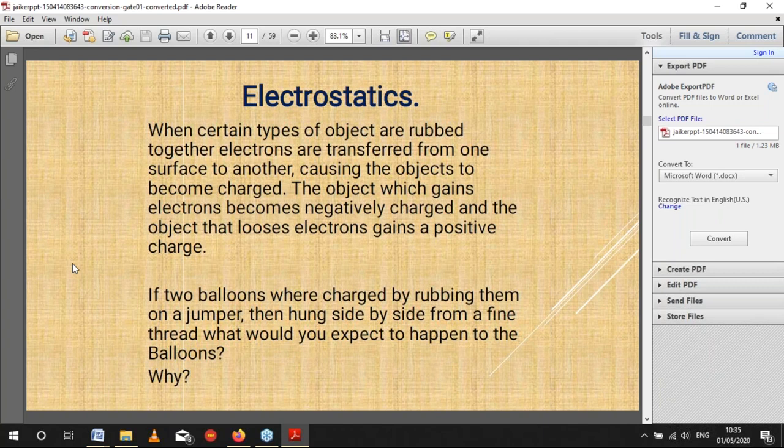Coulomb's law states that the magnitude of a force F between two electrically charged bodies, which are small compared to their separation R, is inversely proportional to R squared and proportional to the product of their charges Q1 and Q2.